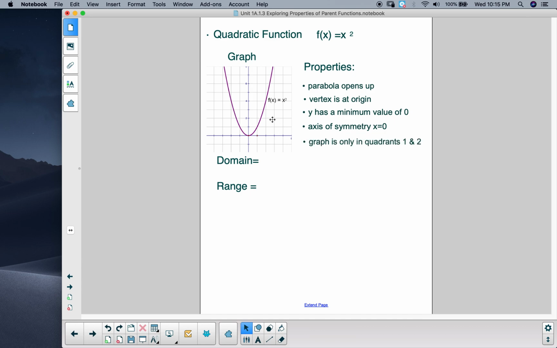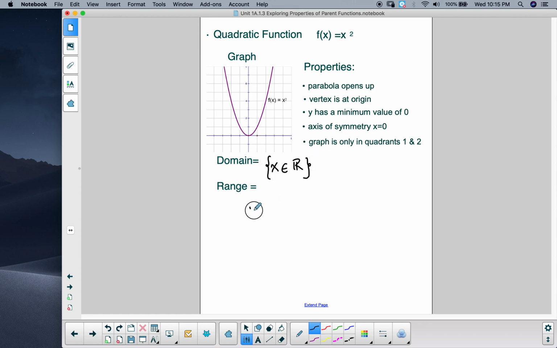And the graph only passes through quadrants 1 and 2. It does not have any part of it in quadrants 3 or 4. So what is the domain and range for this? Well, for the domain you can have any value of x from negative infinity to positive infinity on this graph. So x can be any real number, so x belongs to the set of real numbers.